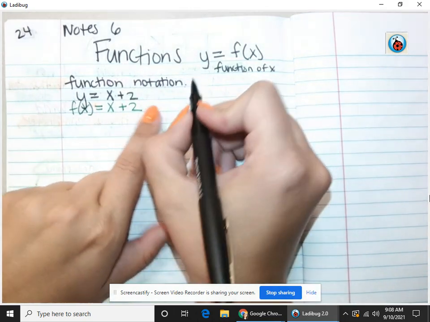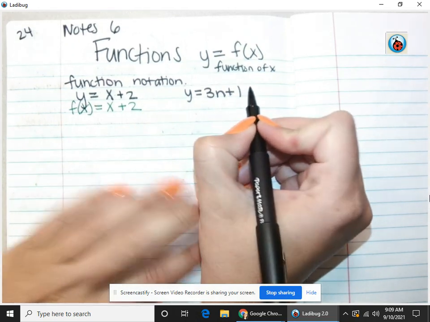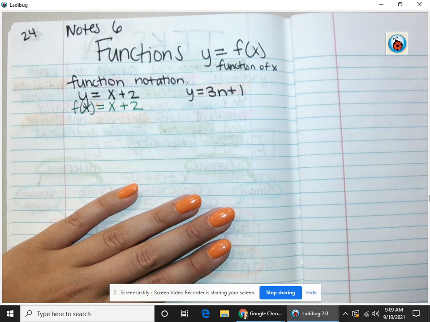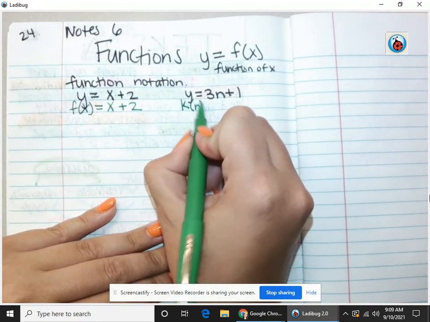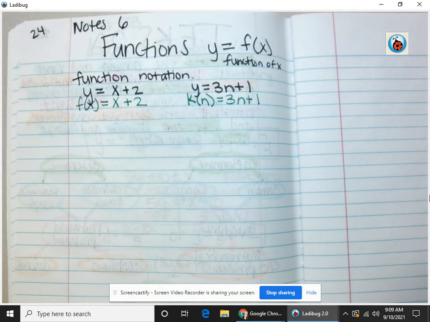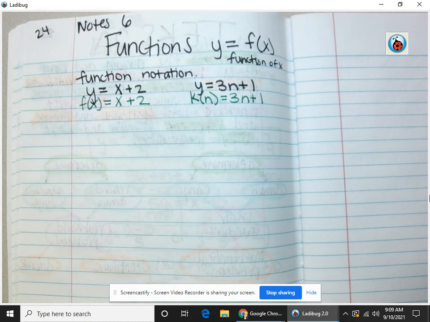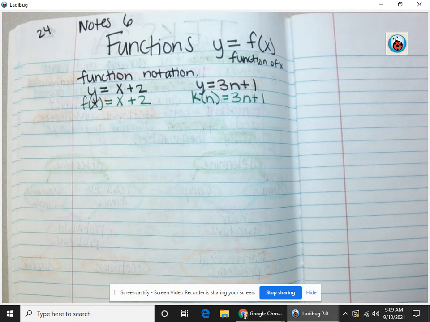Now, the function notation form can be anything. If I have y equals 3n plus 1, but I want it in function of k, I can have k of n equals 3n plus 1. It doesn't always have to be f. A lot of the time it's f, g, and h. Those are the three most common ones, but it can really be any letter. Are there any questions on this?